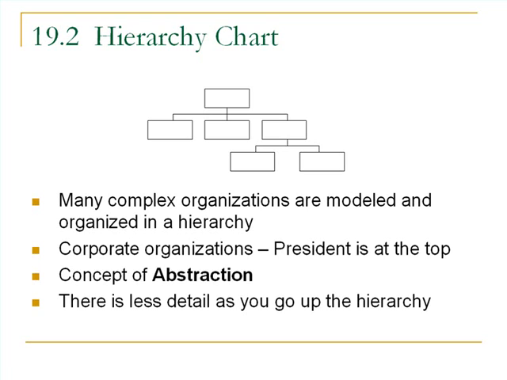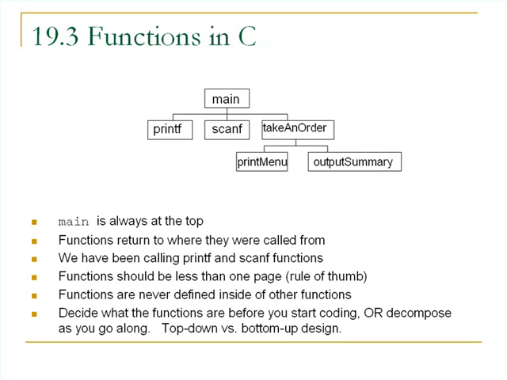In abstraction, we have an issue of how much detail is presented at each place. So the president of the corporation can't possibly manage the detail of all the employees in a large company. So the president has an abstract view of the company, which is by communicating with the next layer down in the hierarchy chart.